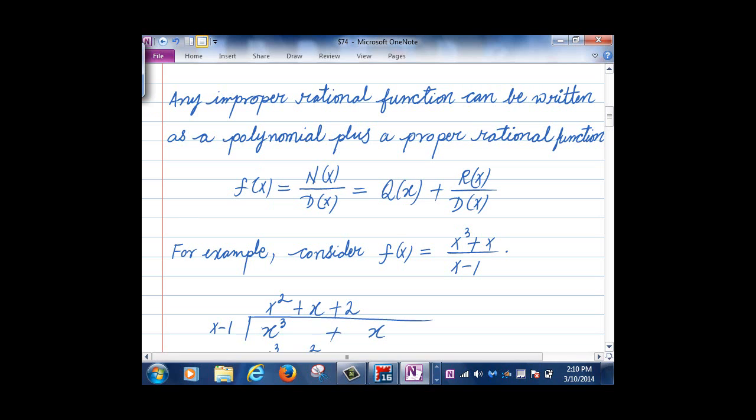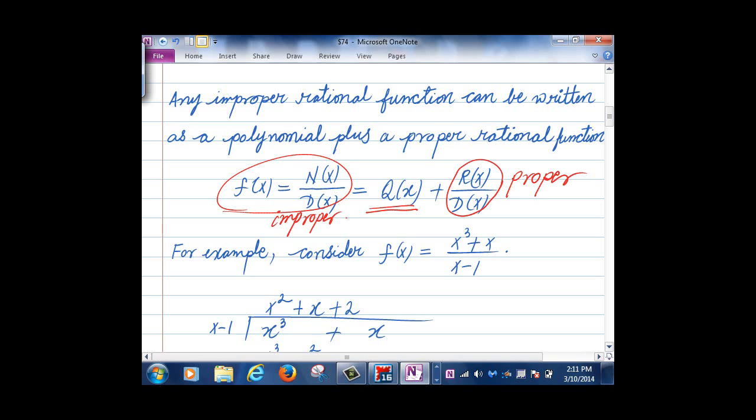So again, what I'm saying is that I have a rational function f of x, and I can always express it as a polynomial right here, plus this guy, which is proper. This guy is proper, and this guy is possibly improper.